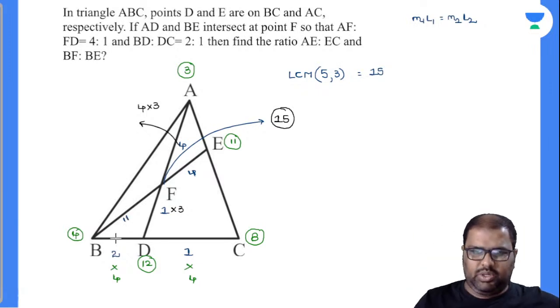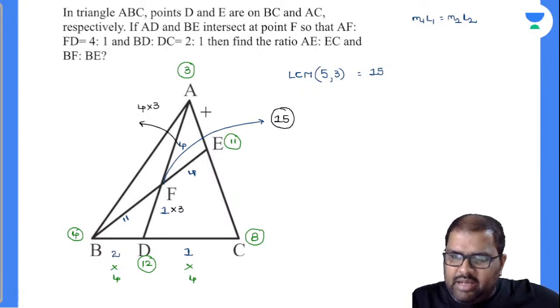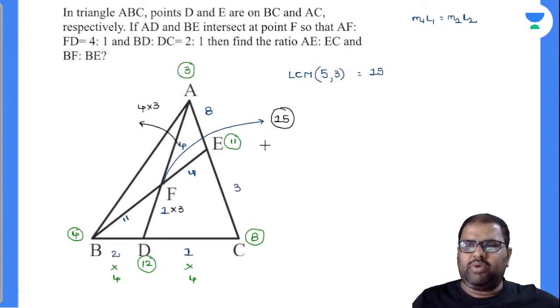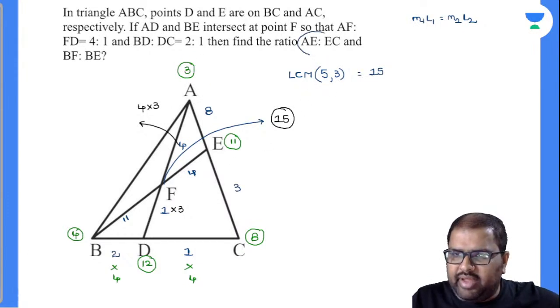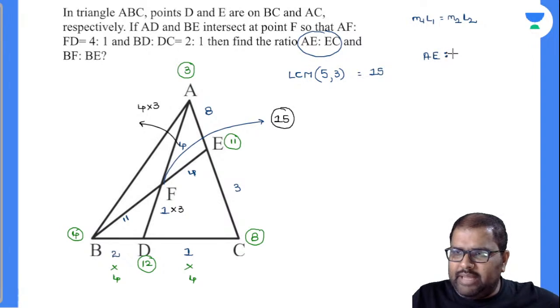M1 L1 is equal to M2 L2. Now see here, if my weight is 8 here, my length of AE has to be 8. If my weight is 3 here, my length has to be 3 here. So what is the question asked? Find the ratio of AE is to EC. I am not using any basic triangle properties to solve the question there. 8 is to 3 is the answer.